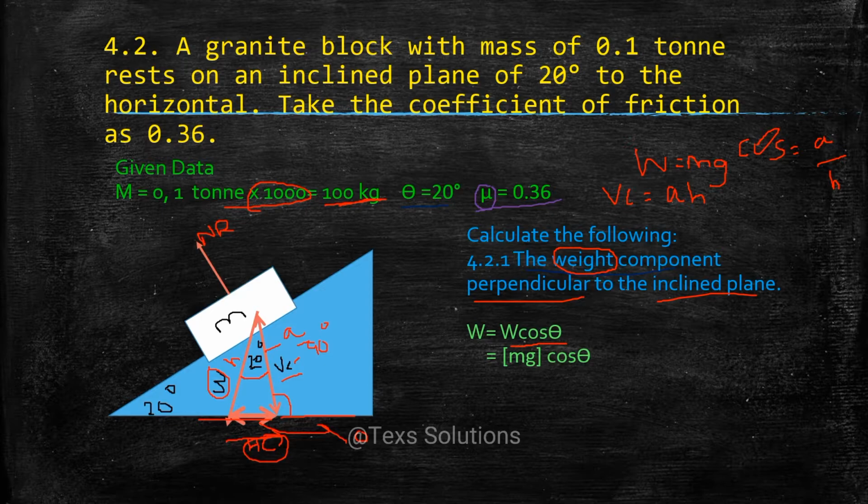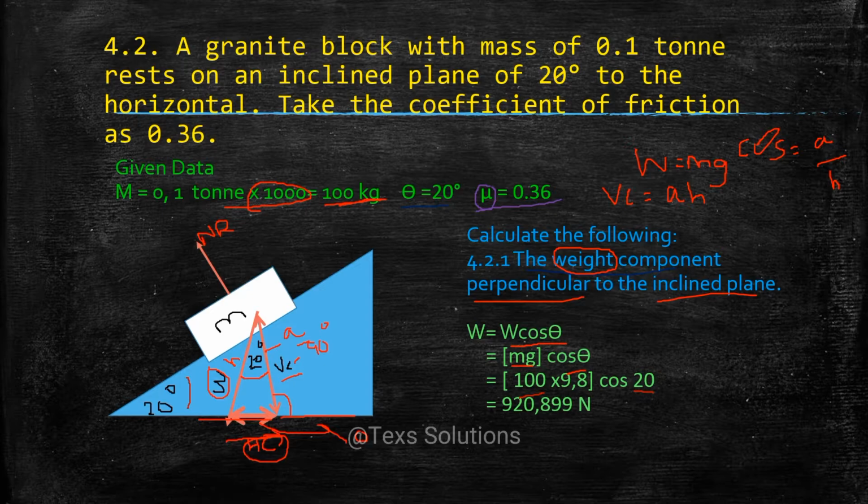Okay, how did we calculate weight? We said weight is calculated as mass times gravity times cos theta. Let's substitute our values. Remember, the mass in kilograms is not 0.1 tons, but 100 kilograms. The force of gravity is 9.8, and we now have cos of the angle. The angle for the weight and the angle for the plane are both the same. So your mass is placed on this plane, which has an angle of 20, therefore your weight will be placed at an angle of 20 degrees.